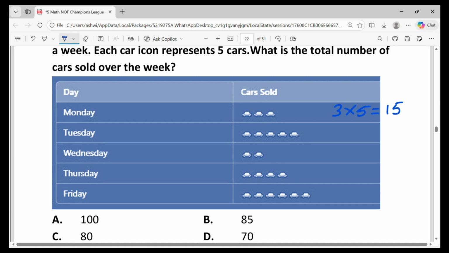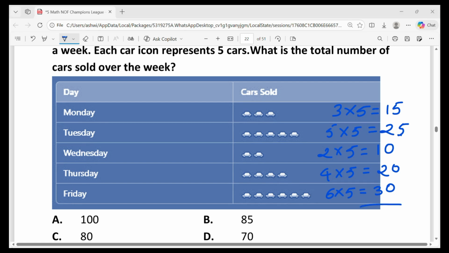Tuesday will be 5 into 5, that is equal to 25. Wednesday, 2 into 5, that is 10. Thursday, 4 into 5, 20. And Friday, 6 into 5, that is 30. So the number of cars sold over the week will be the sum, that is equal to 100. That is option A.